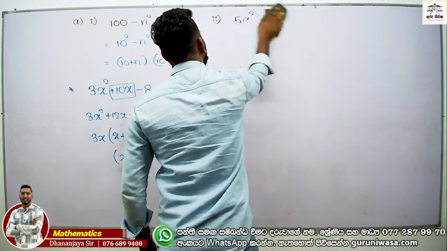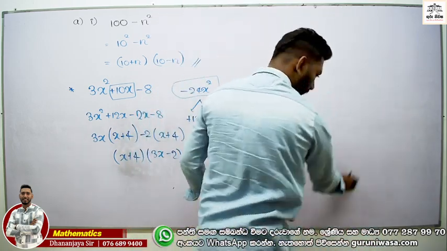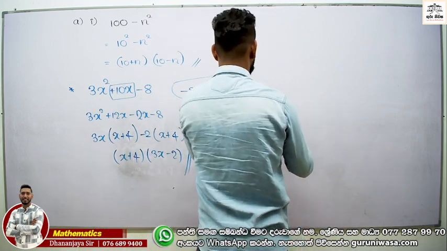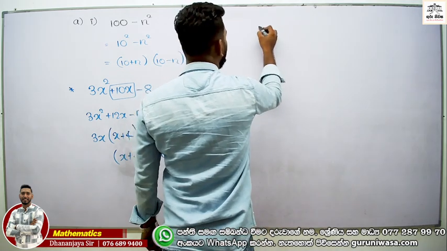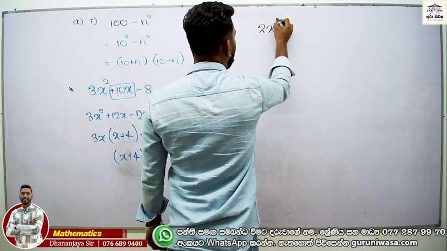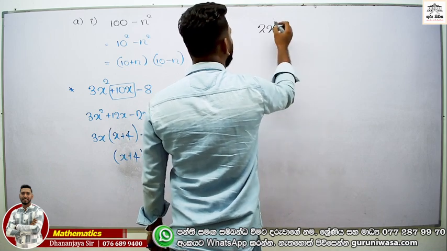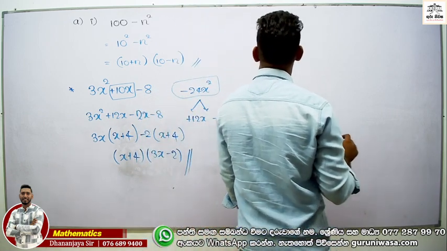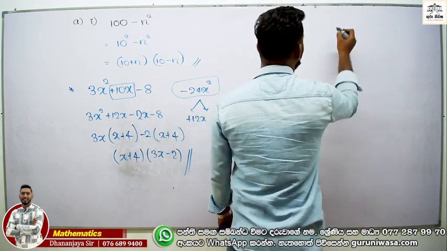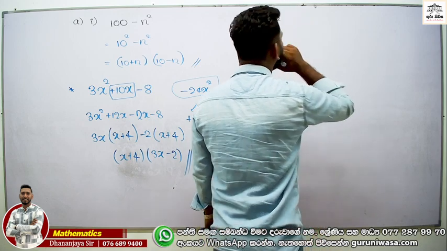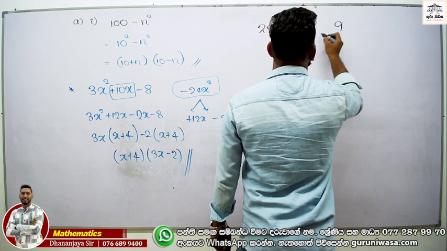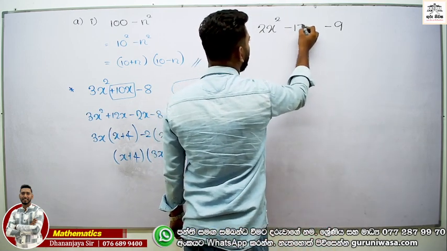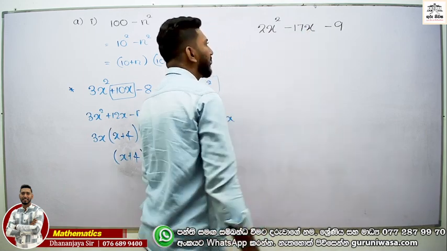It's like this. Like this, 2x squared, and it should be a 9x, and this one is... Now find the answer for this one.